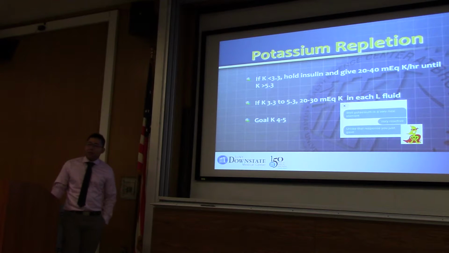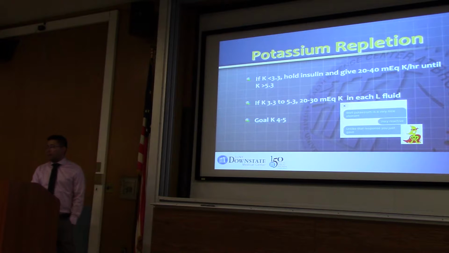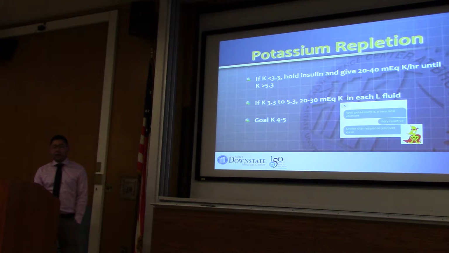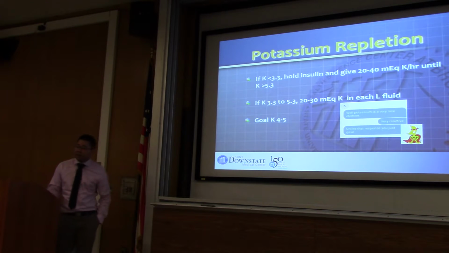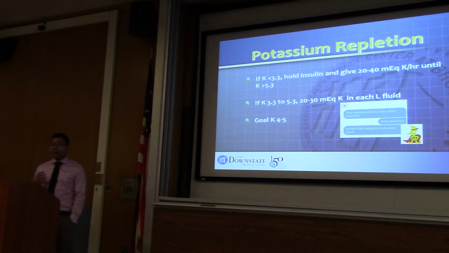Another key concept in managing DKA is to keep an eye on the potassium level. Hypokalemia is associated with a lot of mortality, especially cardiac. It can cause different arrhythmias. So if a patient comes in initially with DKA and the K is less than 3.3, it's important to first hold insulin and give them 20 to 40 milliequivalents of K per hour until their potassium goes above 3.3.